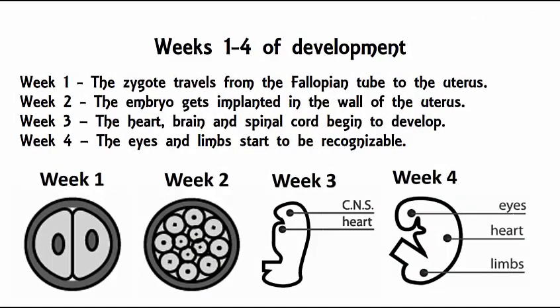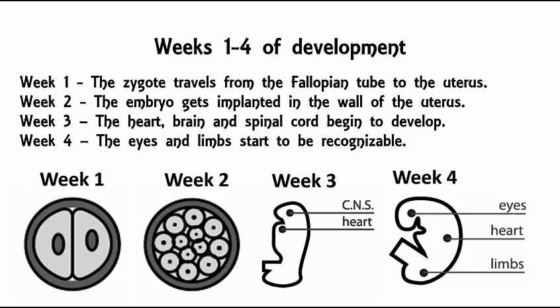So during week 1, the zygote travels from the fallopian tube to the uterus. Week 2, the embryo gets implanted in the wall of the uterus. In week 3, we already begin to see the formation of the heart and the central nervous system, which is the brain and the spinal cord, even though at this point they're really not recognizable too much.